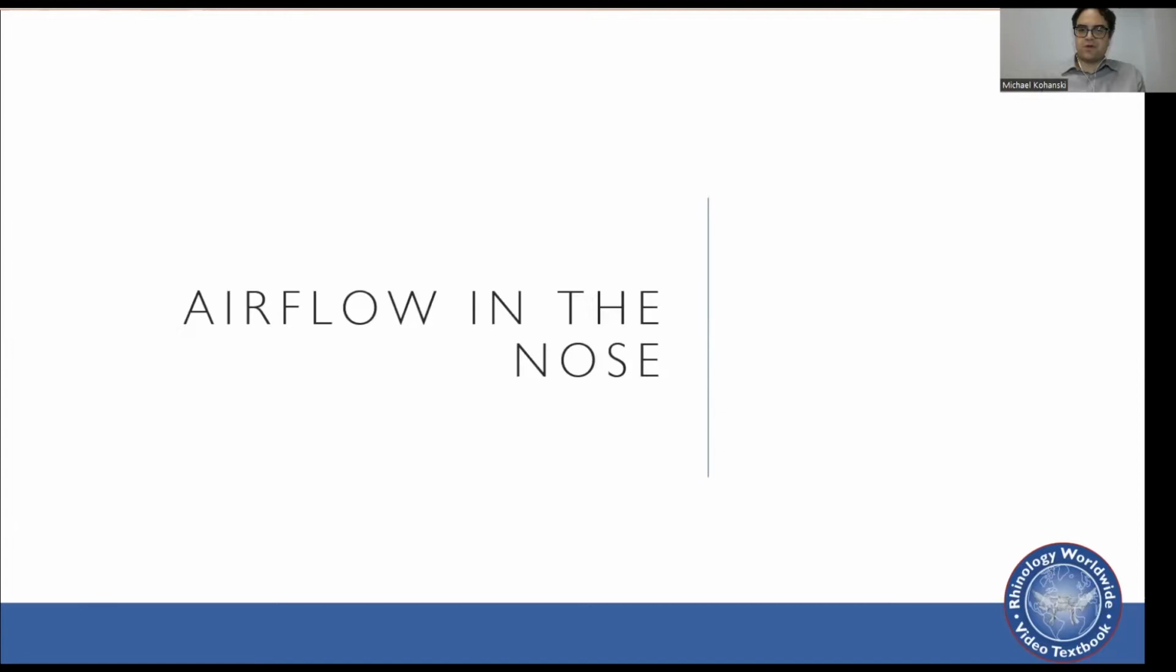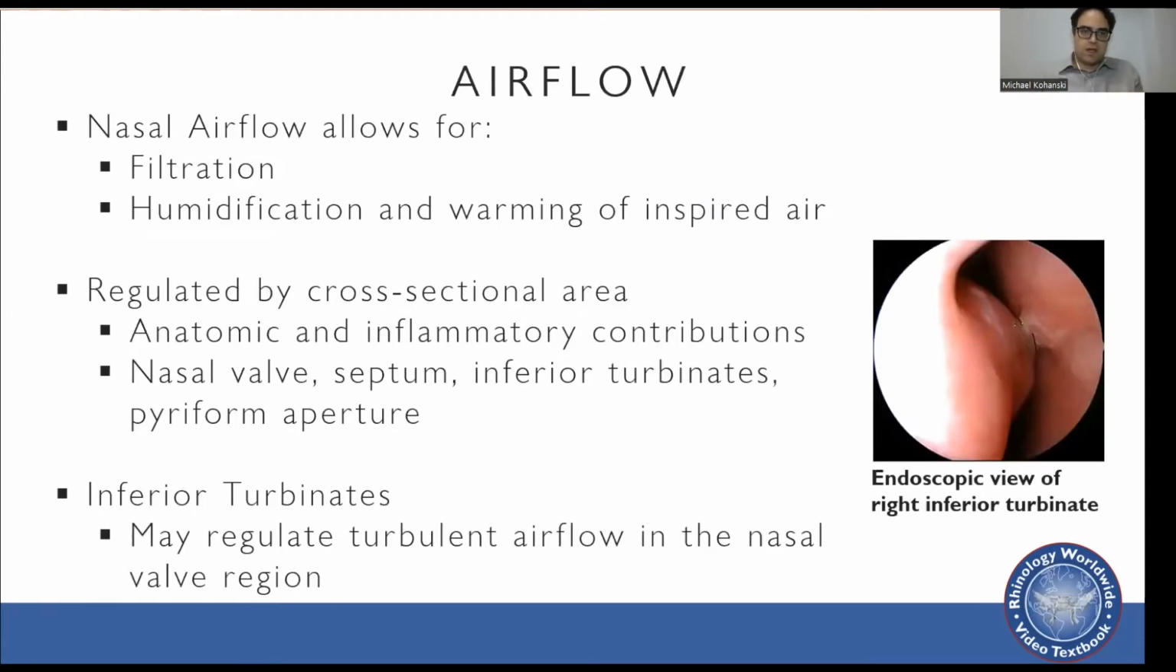So now we'll discuss airflow in the nose. So nasal airflow allows for a number of things to happen in the nose, including filtration of particles, as well as humidification and warming of inspired air. And nasal airflow is going to be regulated in part by the cross-sectional area, which will have both inflammatory and anatomic contributions. Some of the anatomic locations that would be important for regulating airflow would be the region of the nasal valves, the length of the septum, the inferior turbinates, as well as the piriform aperture.